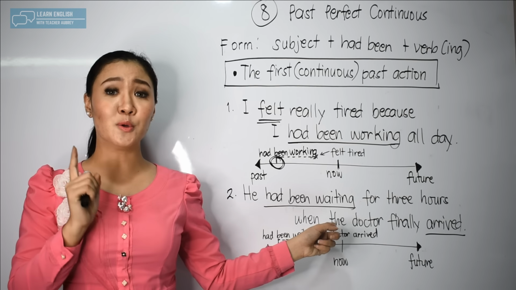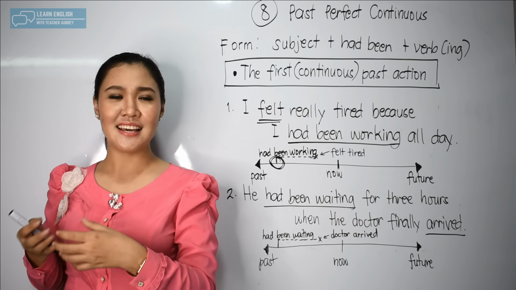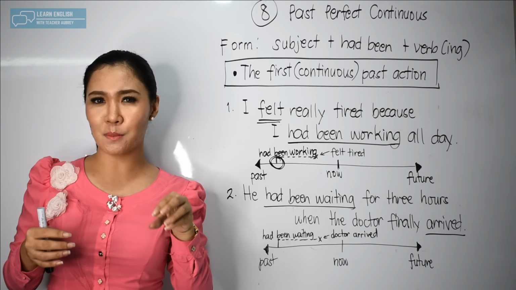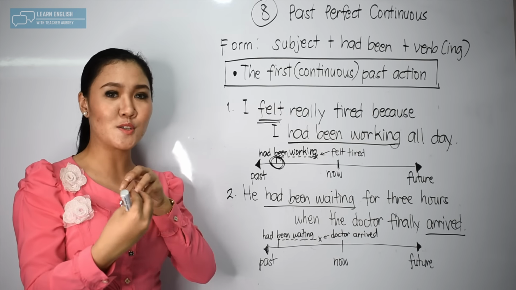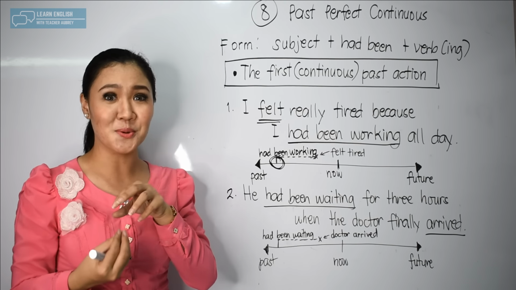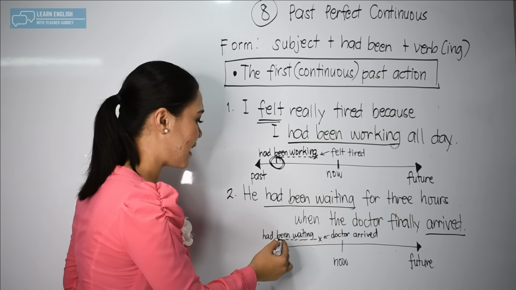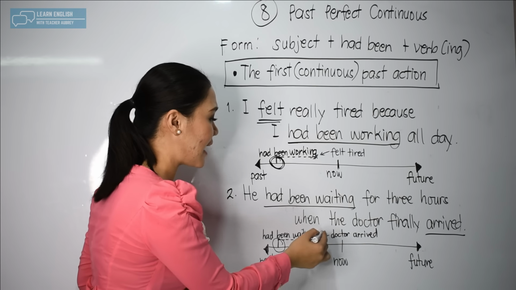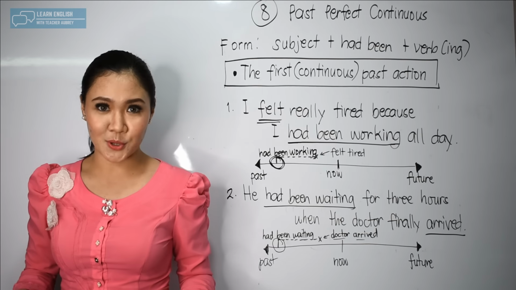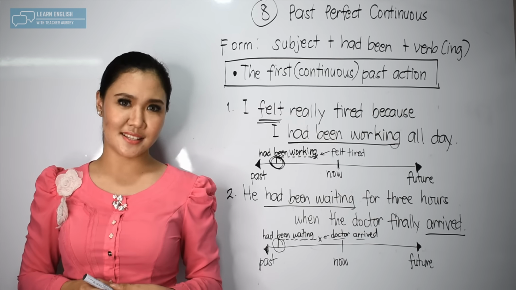Ibig sabihin, ito yung naunang kilos sa pangungusap na siya ay naghihintay. Okay? Nagsimula sa nakaraan at nagpapatuloy yung paghihintay niya. Nung kalagitnaan ng paghihintay niya, ano yung pangalawang kilos na natapos din sa nakaraan? Yung pagdating sa wakas ng doktor. This is the timeline. Nagsimula sa nakaraan yung paghihintay niya, nagpapatuloy, at nung kalagitnaan sa nakaraang panahon, finally, dumating na yung doktor. Again, that is the usage of our past perfect continuous.